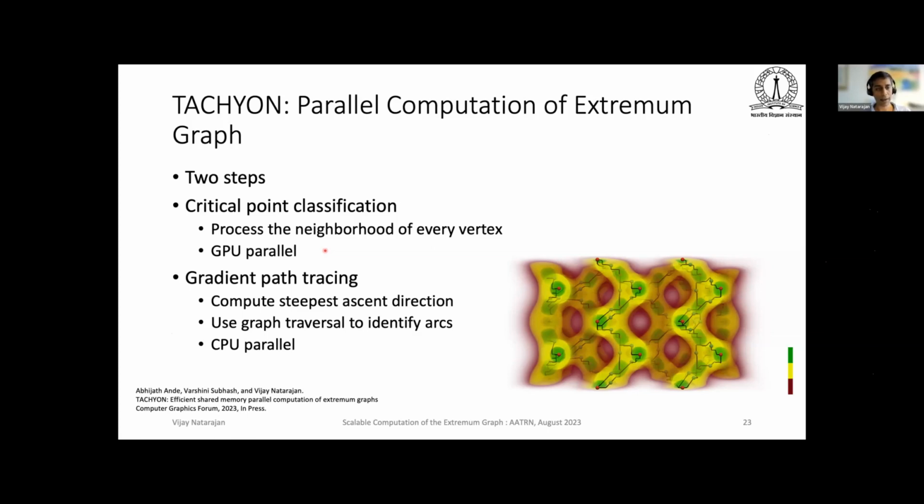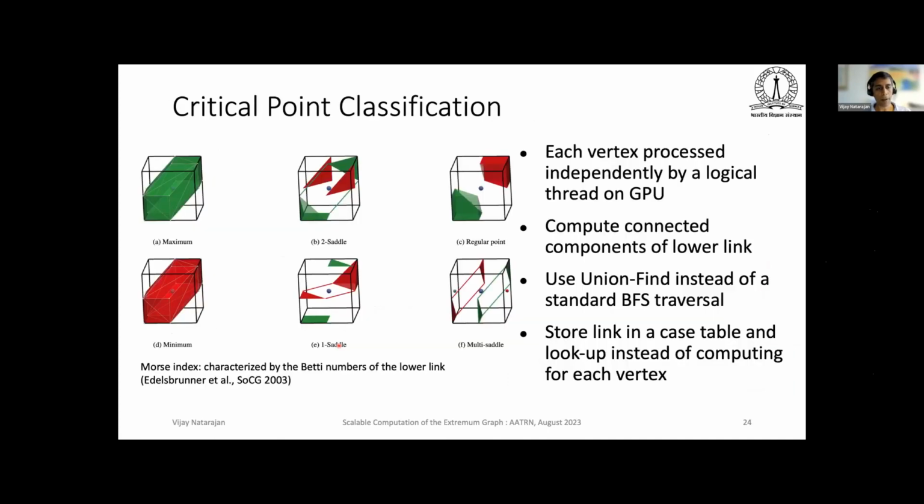After locating all the critical points, we would like to trace gradient paths from the saddles towards the maxima along the steepest ascent directions. These are essentially path traversals, and we would like to perform this computation on the CPU, again with acceleration using the multi-core architectures that may be available. So let's talk about critical point classification.